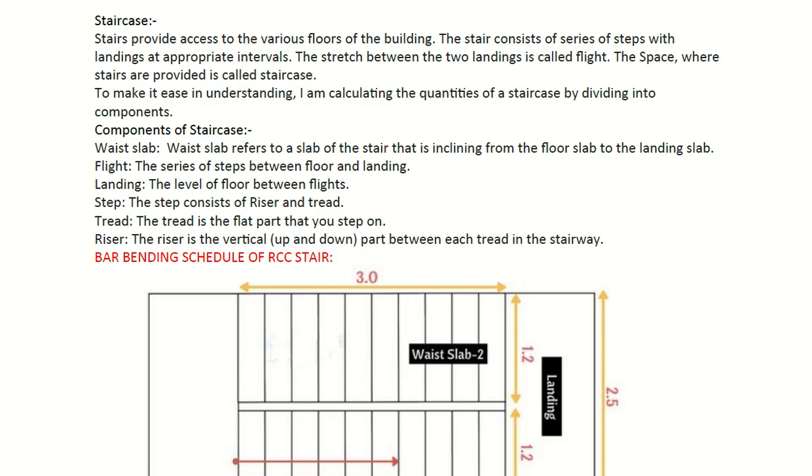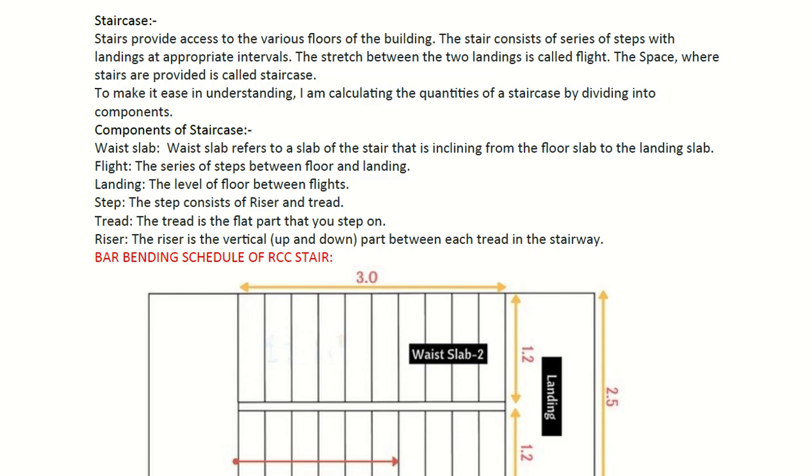The first one is the waist slab, which is the inclined slab, the one under the steps. Then we have the flight, which is the steps itself. So the steps are called flight, and under the steps we have the waist slab. Then we have the landing. Landing is at the end of the stairs. When you go up, there is a resting area, a straight area, then you go the other direction. This is called the landing slab.